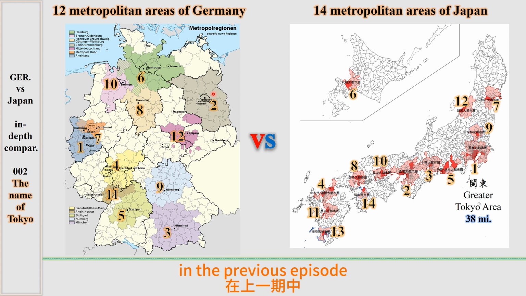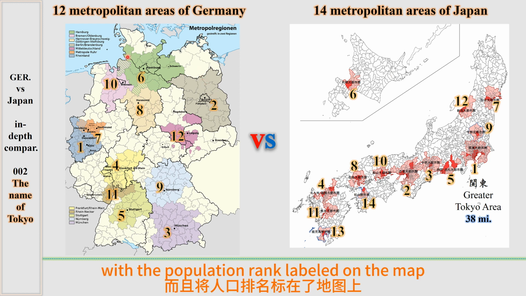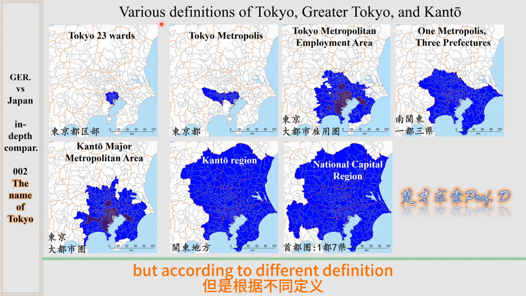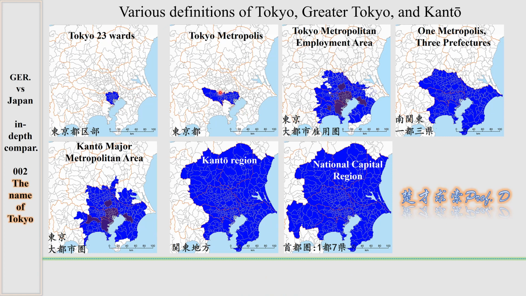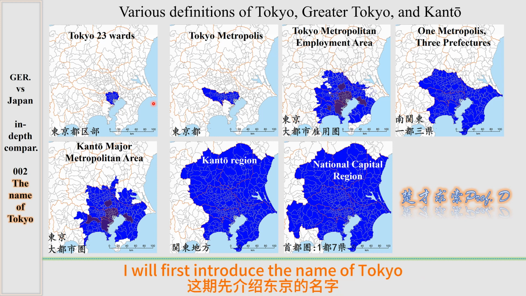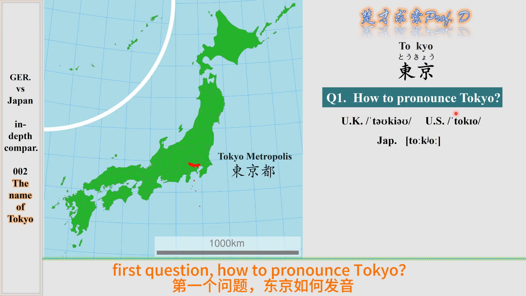In the previous episode, we compared the metro areas of Germany and Japan with the population rank labeled on the map, and the largest one for Japan is the Greater Tokyo Area. But according to different definitions, the size of Tokyo can vary a lot. And before we get into the details of these 7 regions, I will first introduce the name of Tokyo in this episode. First question, how to pronounce Tokyo?